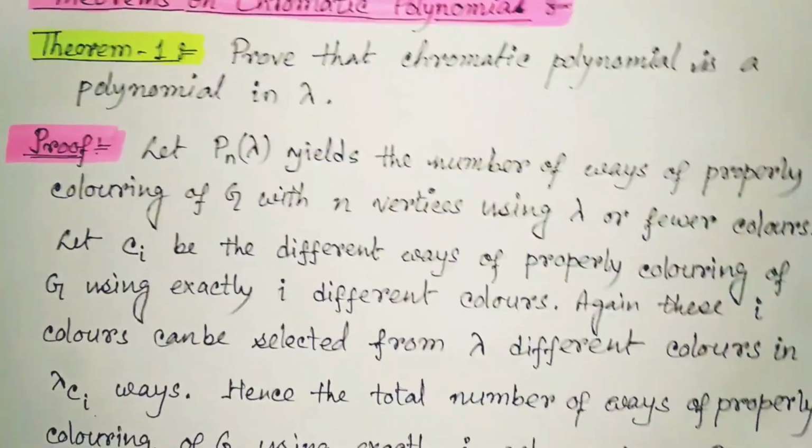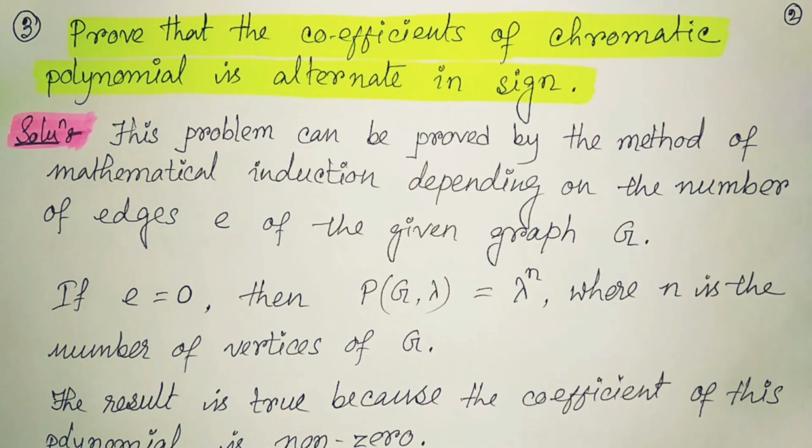So the next theorem proves that the coefficients of the chromatic polynomial alternate in sign. In any chromatic polynomial, you will find that the first term is positive, the second term is negative, the third term is positive, the fourth term is negative, and so on. So the consecutive terms always have different, alternating signs. So how to prove that?